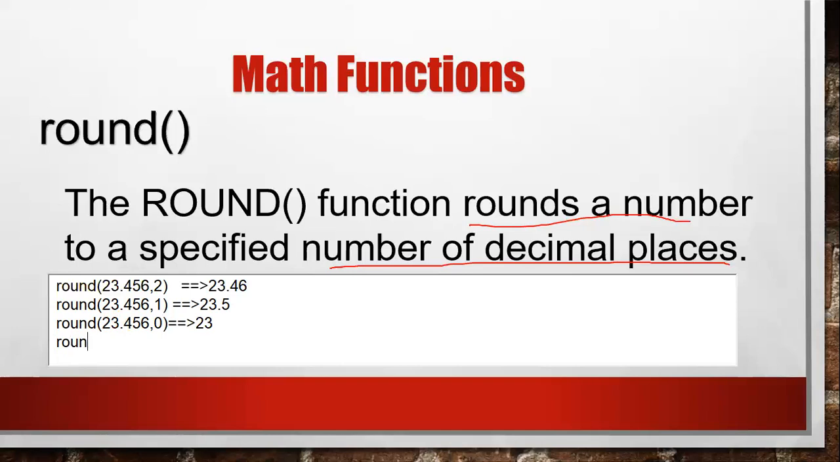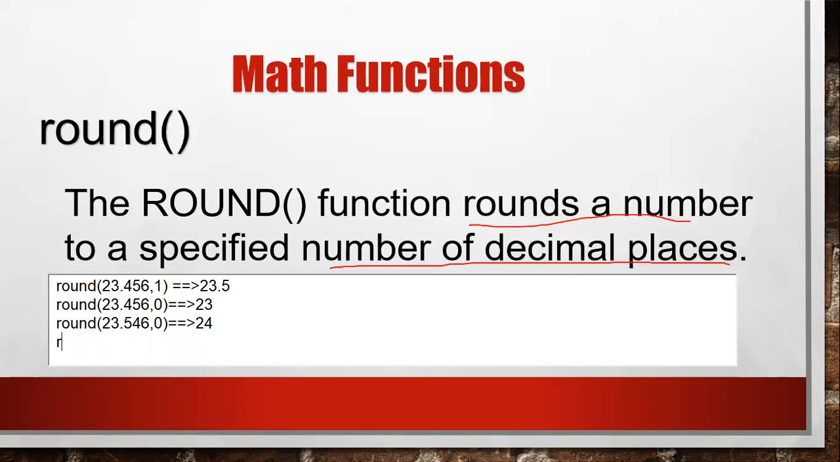But suppose the number is like this, 23.546 comma 0. If this is the number, then what will happen? As 0 is written, 0 means after the decimal we don't want any digit. So we will consider the number immediately after the decimal, that is 5. 5 is greater than or equal to 5, so the digits are removed but 1 is added to the previous number, that is 3. So in this case we will get the answer as 24.